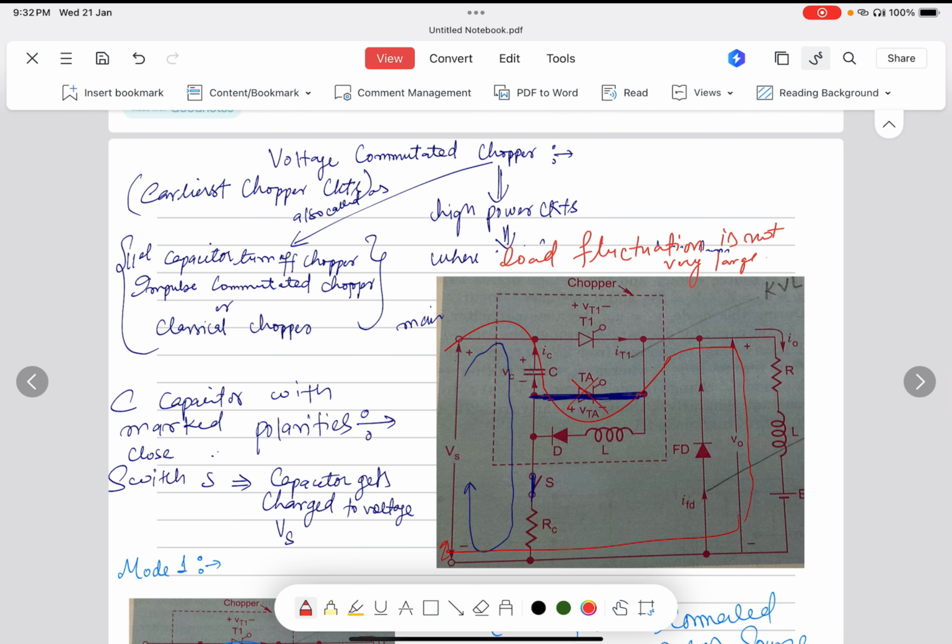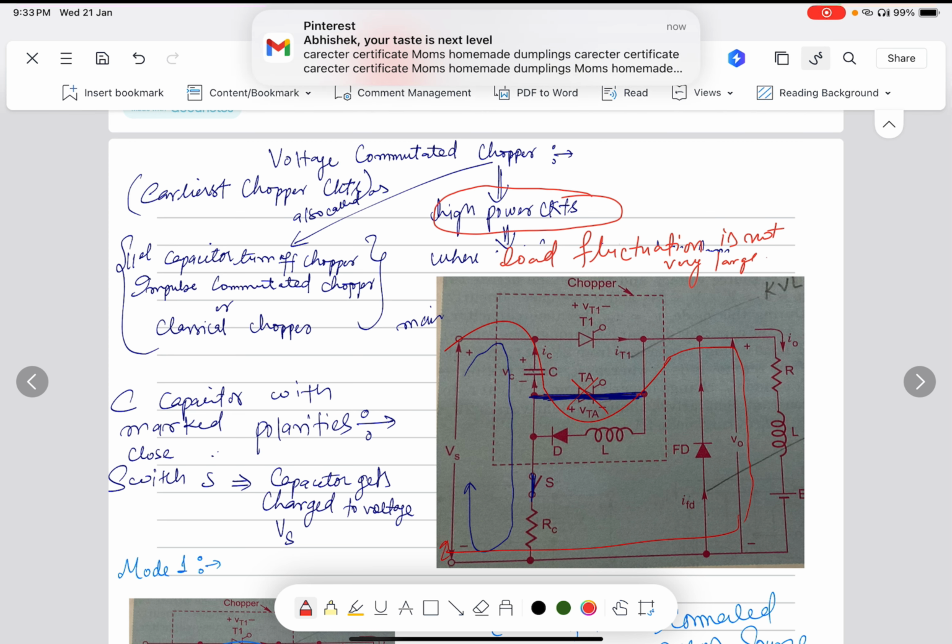Today we will discuss the voltage commutated chopper. This is one of the earliest chopper circuits, which has been very widely used in voltage commutation. This chopper is used in very high power circuits, but the condition here is that the load fluctuation is not very large. Load fluctuation should be minimum.